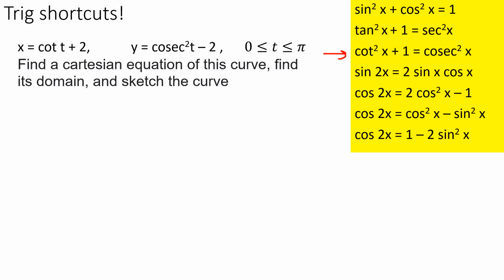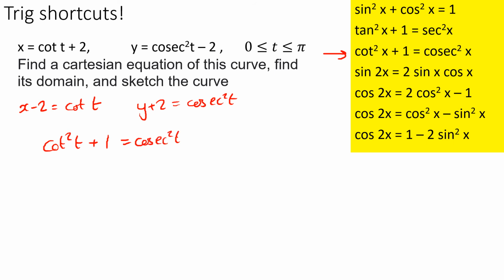So, according to this, let's rearrange this first. Let's say that x minus 2 is equal to cot t, and y plus 2 is equal to cosec squared of t. Okay, what we want to do is to put that into this top equation. So the top equation says that cot squared t plus 1 is equal to cosec squared t. And then we can substitute those two expressions into here. So we can say x minus 2 squared plus 1 is equal to y plus 2. Not y plus 2 squared, because y plus 2 is actually equal to cosec squared.